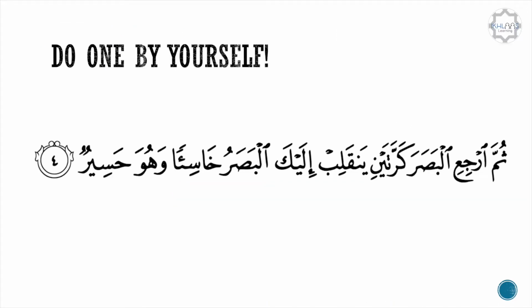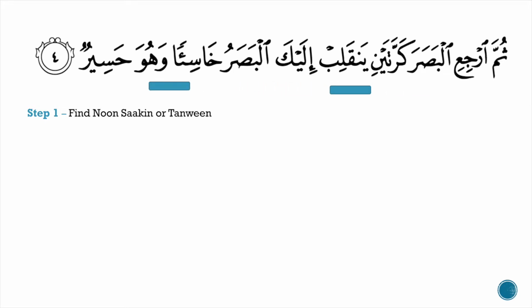Now it's time to do one by yourself. Find the idgham rule for the following verse. Resume the video to find the answer. Now let's go through the answer. Step 1. Find the Noon Saakin or Tanween. So when we go across, we can see Noon Saakin sign and we can see a Tanween sign. Step 2. Look at the letter immediately after the Noon Saakin or Tanween. After the Noon Saakin, there is the letter Qaf, and after the Tanween, there is the letter Waw.